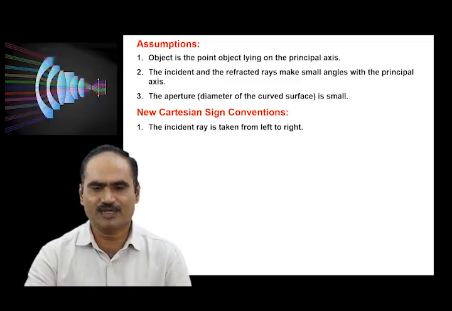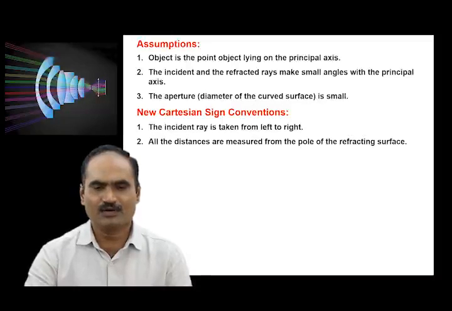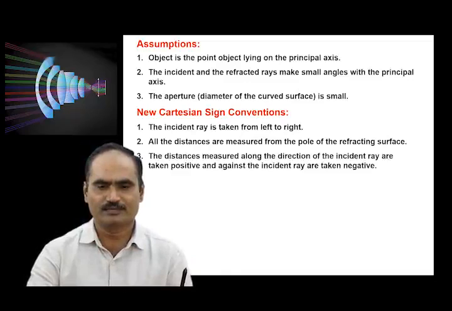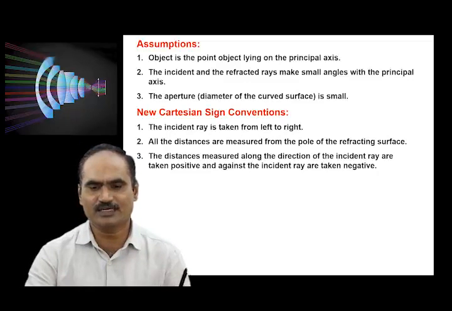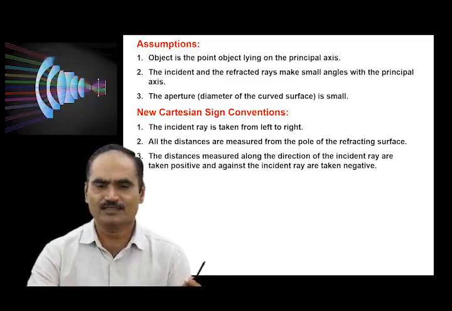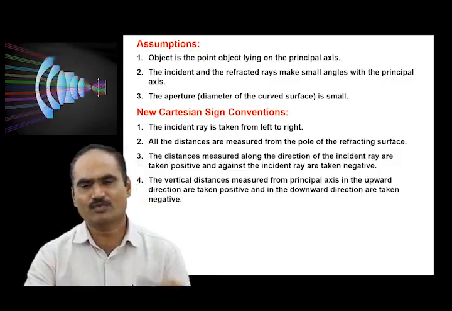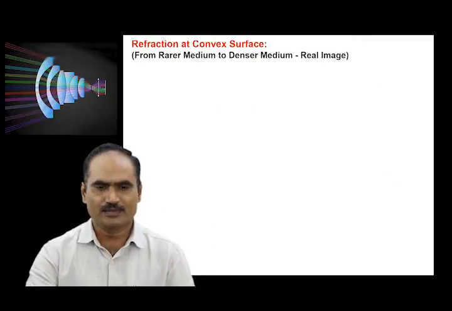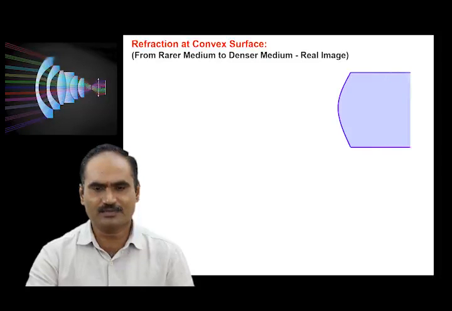The incident ray is taken from left to right. Of course, you can take right to left, but the convention will be different. All the distances are measured from the pole of the refracting surface. Just like in the mirror, here also we measure from the pole. Distances measured in the direction of the incident ray are taken as positive, and distances measured opposite to the direction of the incident ray are taken as negative, right? Then distances measured above the principal axis are taken as positive, and below the principal axis as negative.